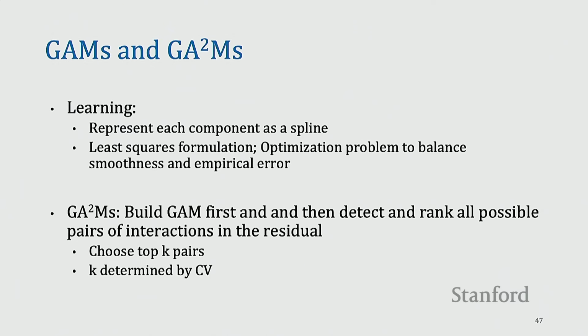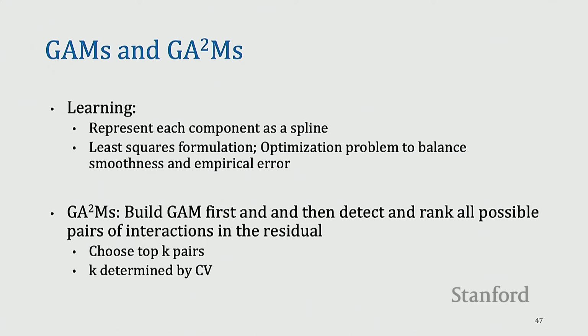Right? So how to learn these kinds of models? The idea here is that, given that you're trying to fit a function on each input variable and then do an additive combination of it, you basically represent each feature or each component as a spline. And then you use a least squares formulation and run an optimization procedure to balance smoothness of the spline as well as the empirical error, right? So that's how you go about it.